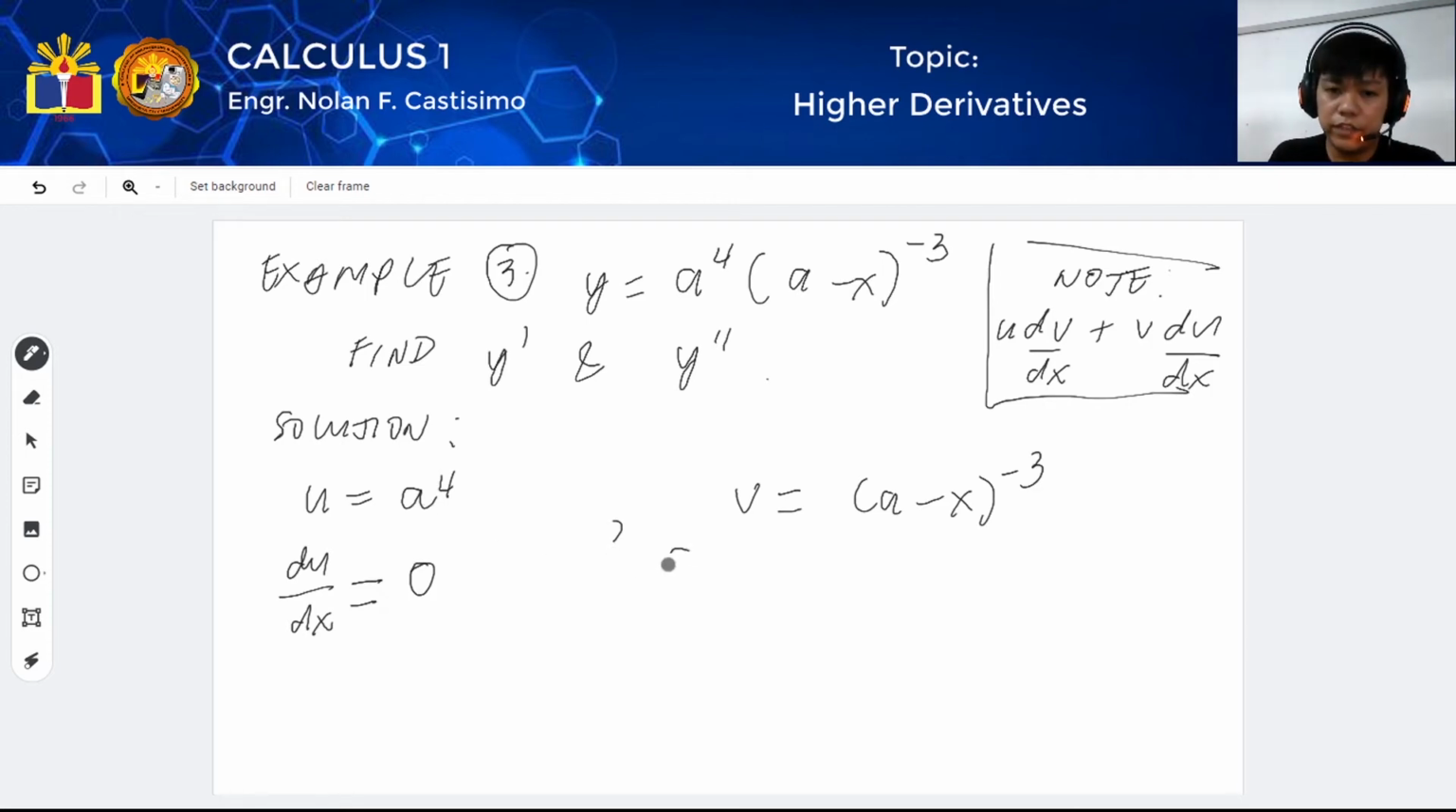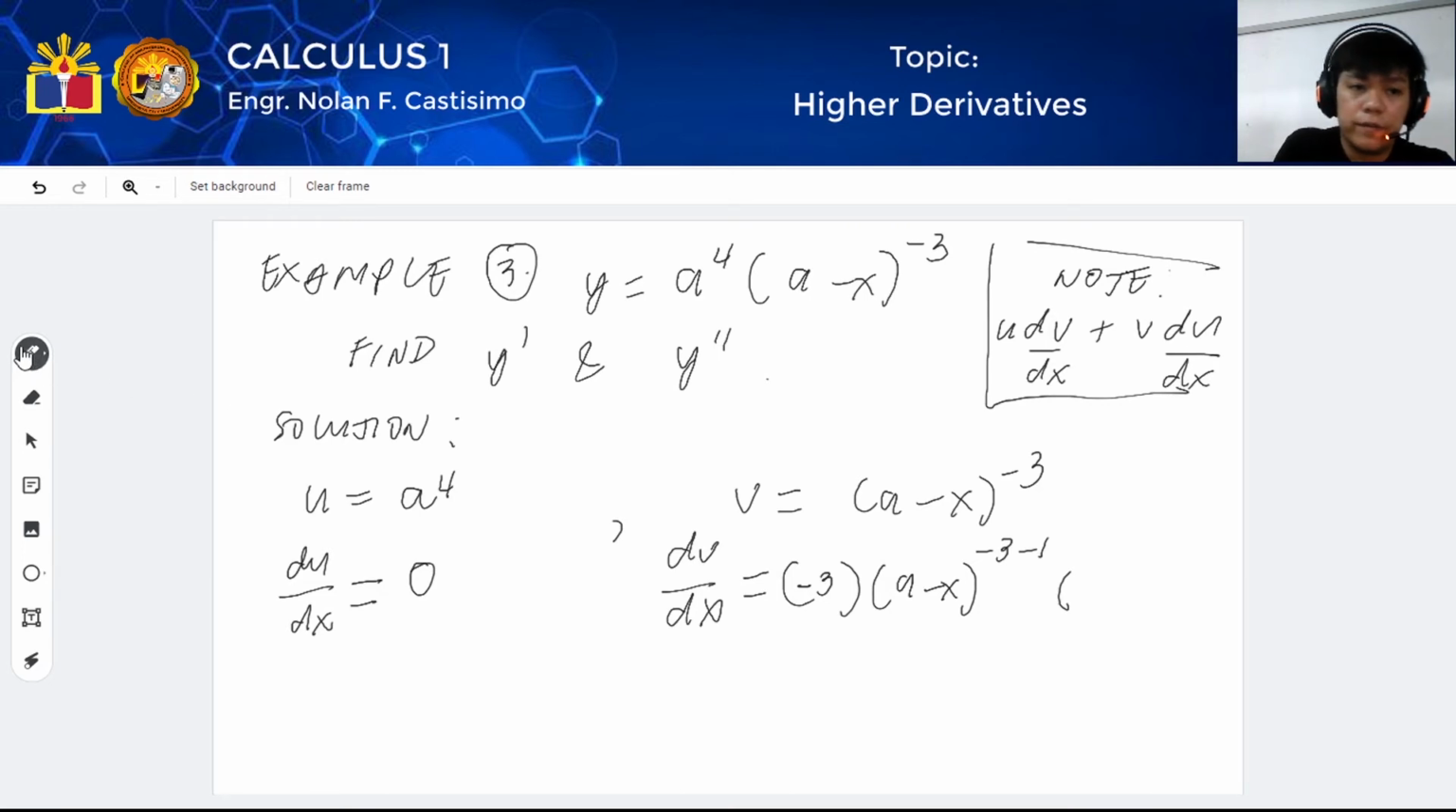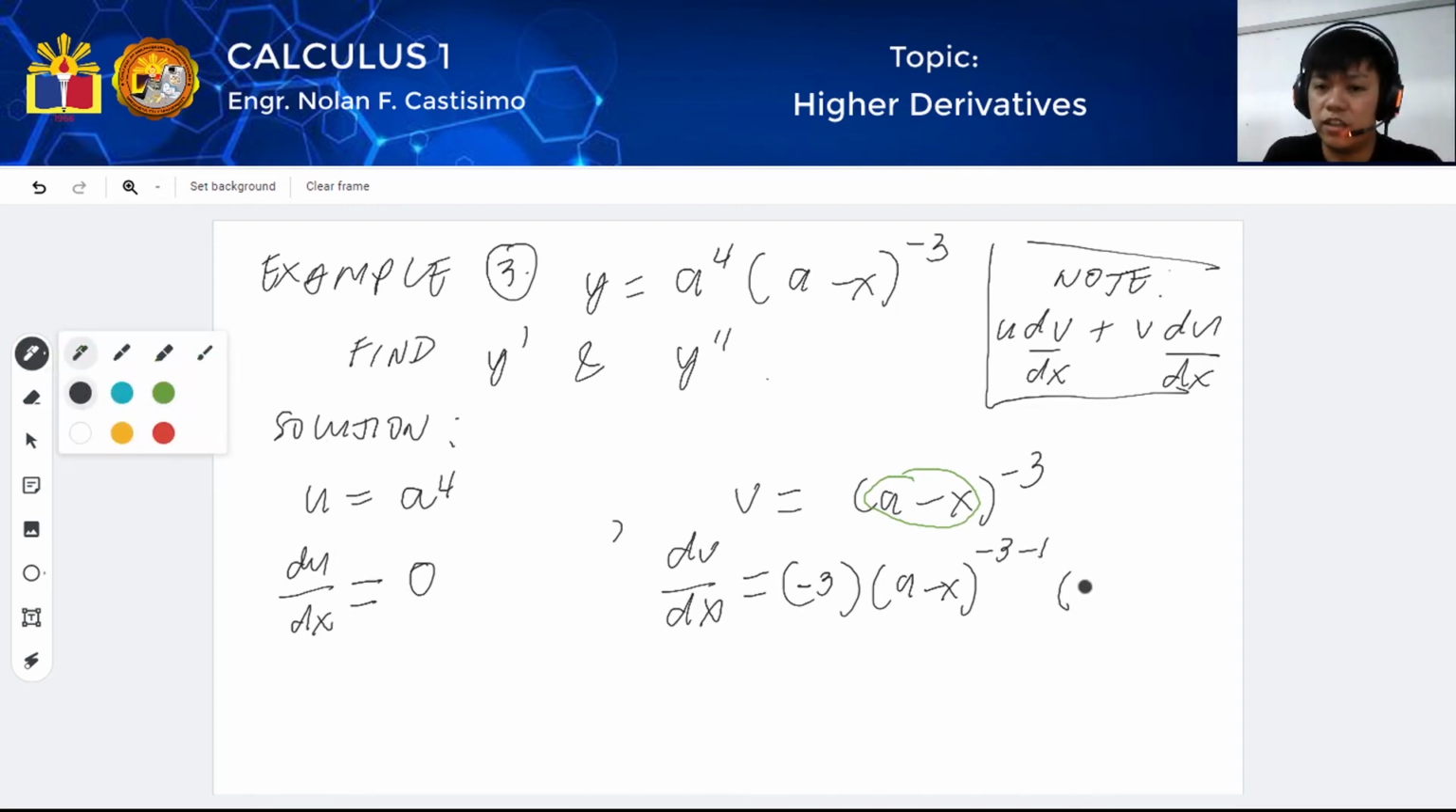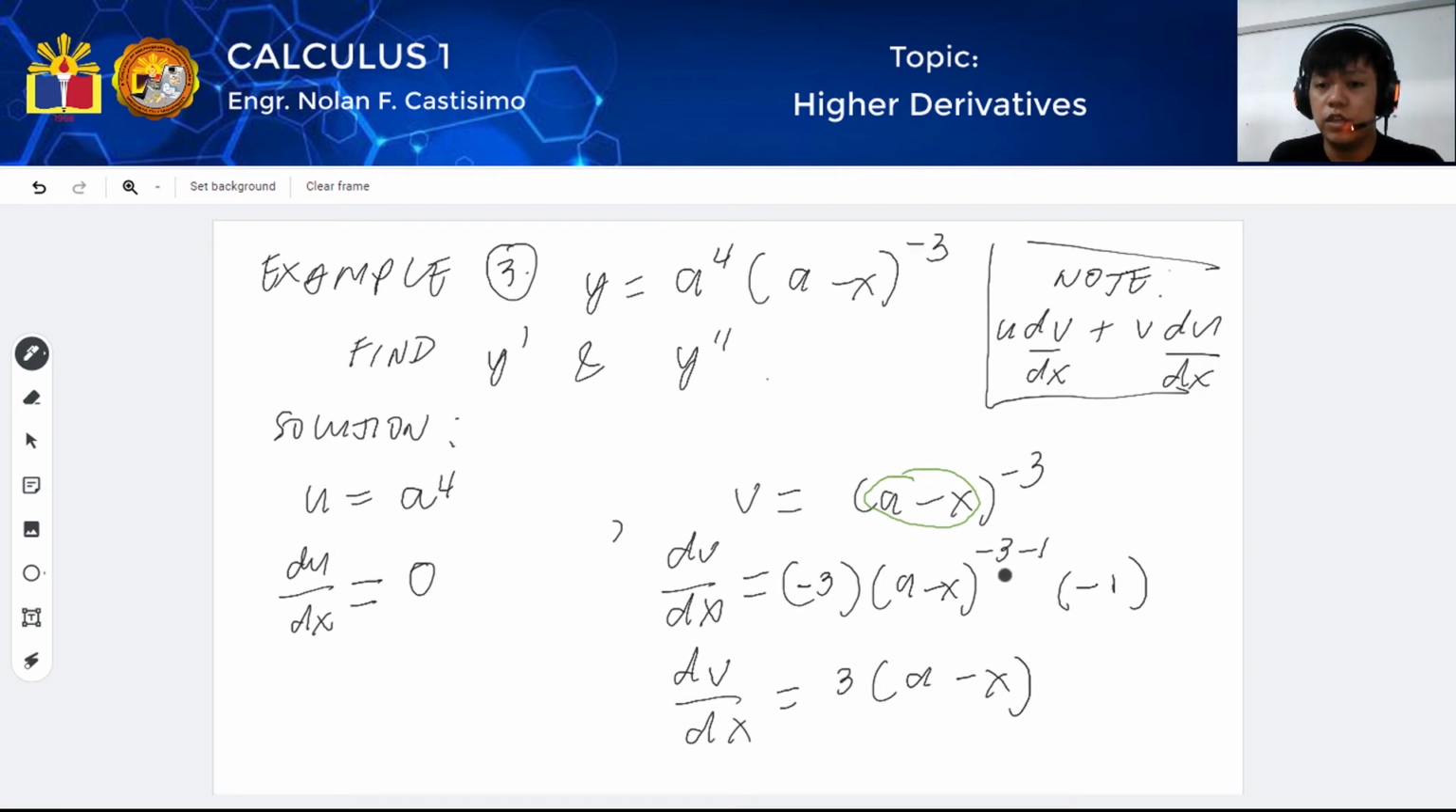Now, ito naman, dv over dx. So, apply natin dyan yung chain rule. So, negative 3. And then, a minus x raised to negative 3 minus 1. Multiplied by the derivative of a minus x, which is equivalent to negative 1. Okay. So, final dv over dx is equivalent to negative 3 times negative 1 will be positive 3. So, a minus x raised to negative 3 minus 1, we now have negative 4. Yeah. So, ito na yung dv over dx natin. 3 times a minus x raised to negative 4.